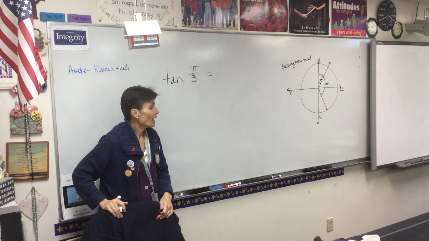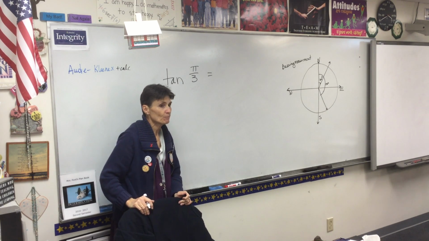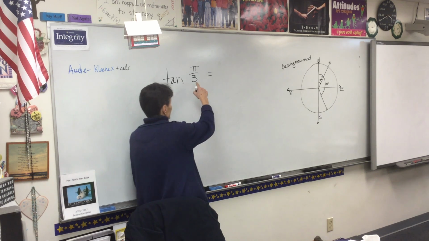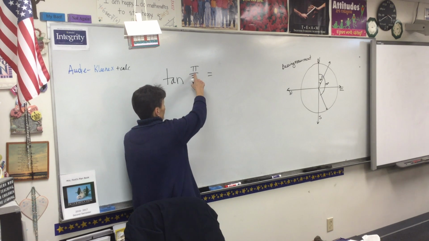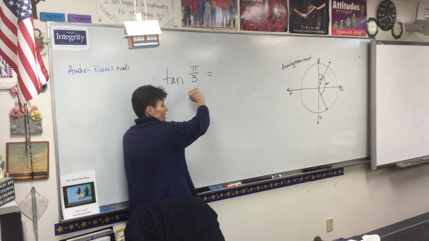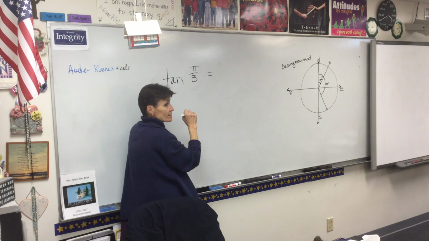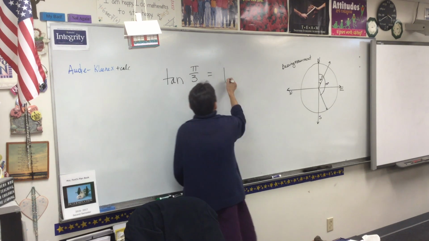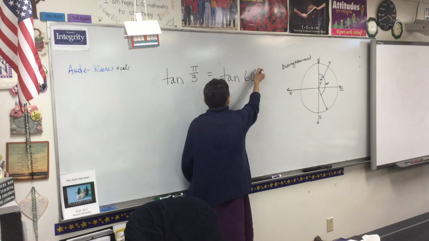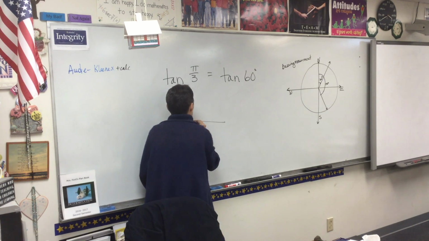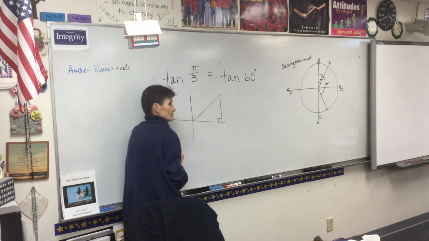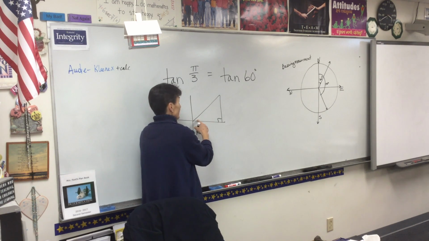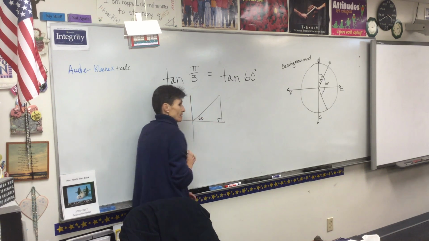Okay, so do you remember how we did this yesterday? What did we do first? We did what we were talking about over there. We changed this into degrees. So pi is 180. Divided by 3 is 60. So we are finding the tangent of 60 degrees. So we draw a triangle, just like the one on your quiz, except this isn't theta now, this is 60.